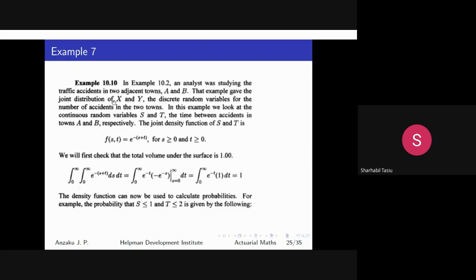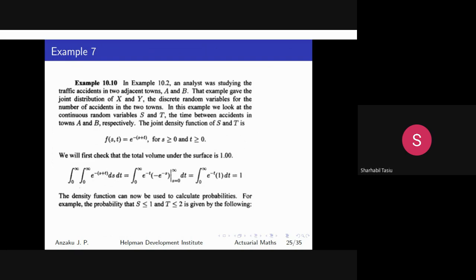Now let me just give a small example. Remember, if we're looking at the number of accidents that will happen between the two towns jointly, then that's discrete because we're looking at a particular value. But say for instance we're looking at the time for the occurrence of this accident. You see now it is no longer a discrete case, it's now a continuous case.